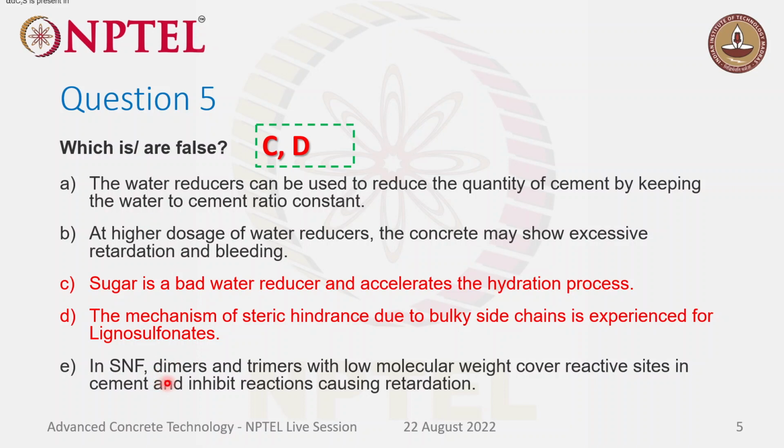And coming to option E, dimers and trimers with low molecular weight cover reactive sites in cement. Low molecular weight SNFs generally cause retardation, so that's what the statement says, which is true. Dimers and trimers means only two or three molecules of SNF together, which does not make a polymer. So they are low molecular weight SNFs, which will obviously cause retardation by covering the reactive sites. So that is also true. So the correct answer is CD.